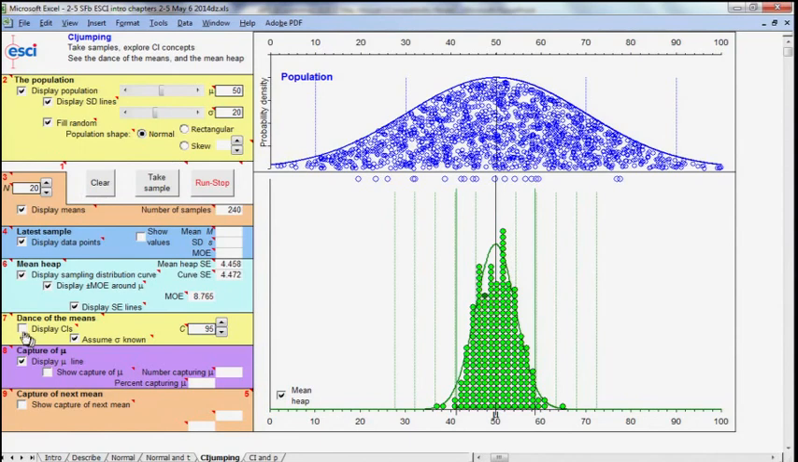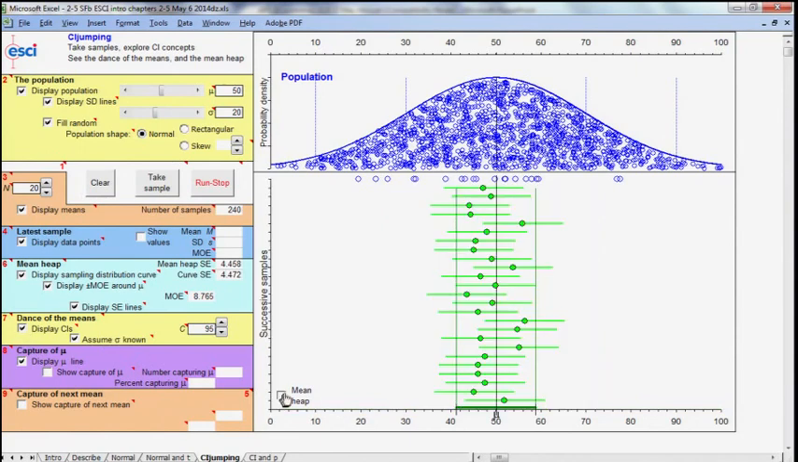So what I'm now going to do is turn on a stripe of the distance between the tram lines, and I'm going to apply it to every sample mean. And for all the sample means that fall within the tram lines, this will capture the population value. And I'm going to call this interval a confidence interval. Now let's show capture, and we could even turn off the tram lines and run this.